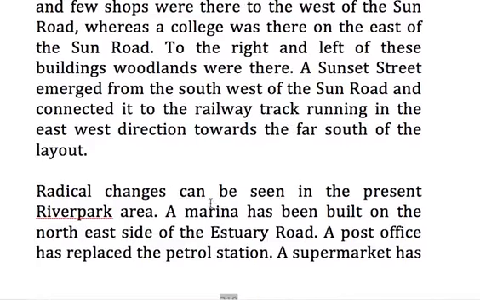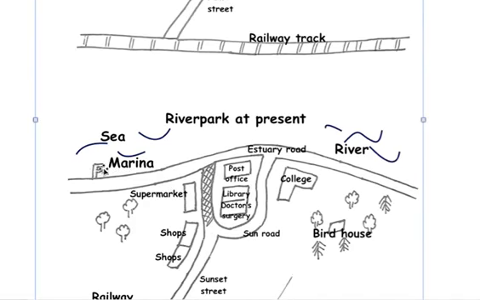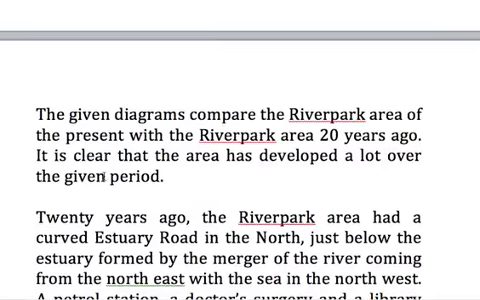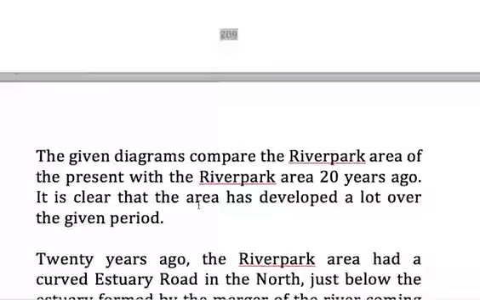Radical changes can be seen in the present river park area. A marina has been built on the northeast side of the estuary road. A post office has replaced the petrol station. So this is the marina. Marina is where the yachts dock, like they dock for loading or unloading, or for people going from here to there. And this marina has been built, and a post office has replaced the petrol station.